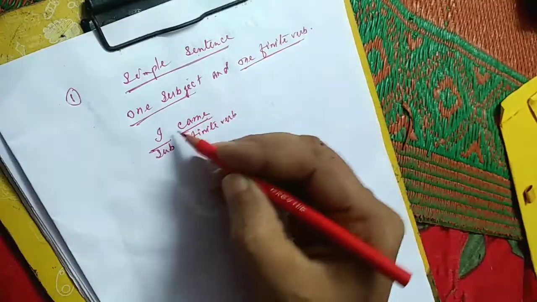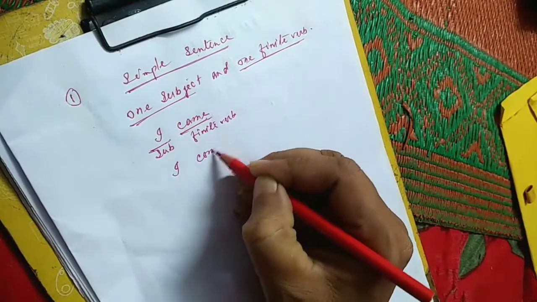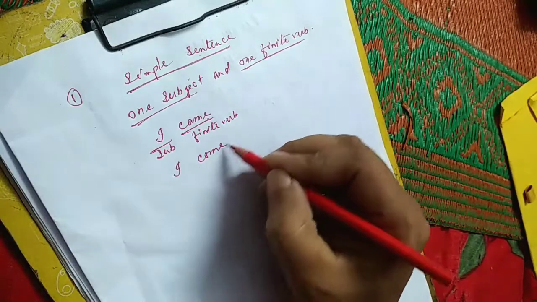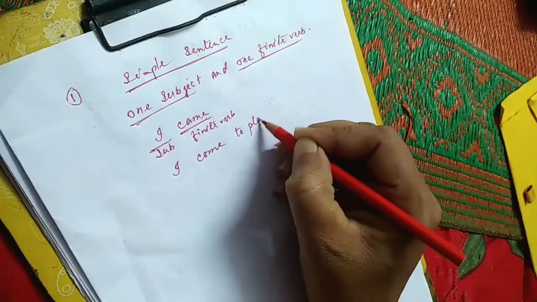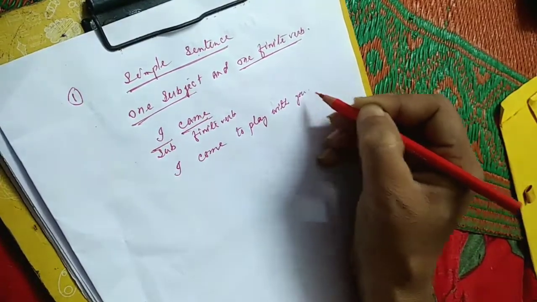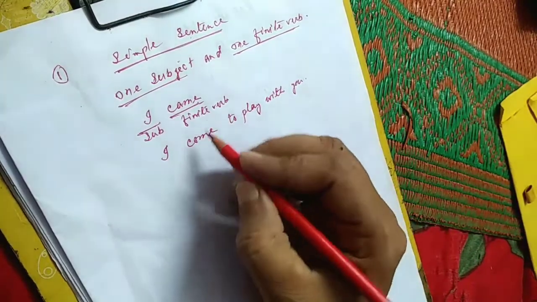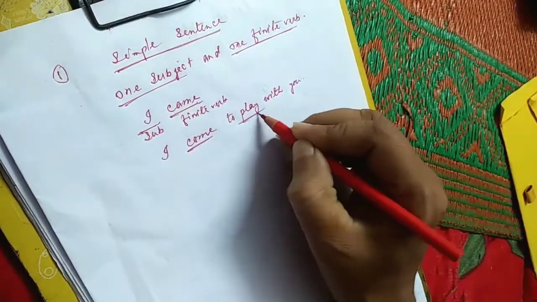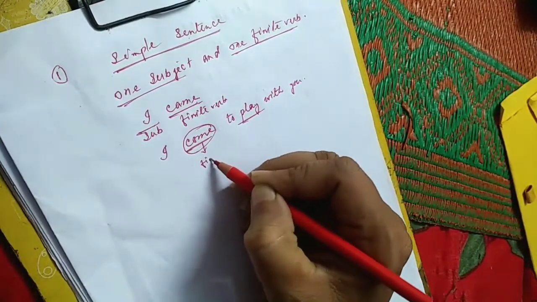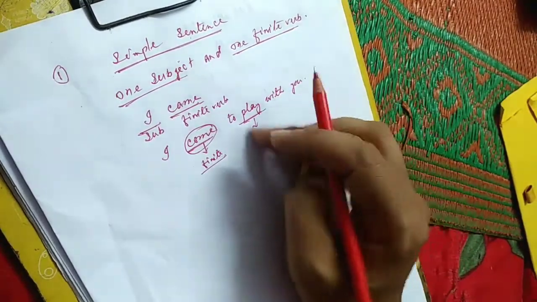Suppose here, if I write I come to play with you, here two verbs are present. One come, one play. But come is the finite verb. But play is the non-finite verb or infinitive verb.